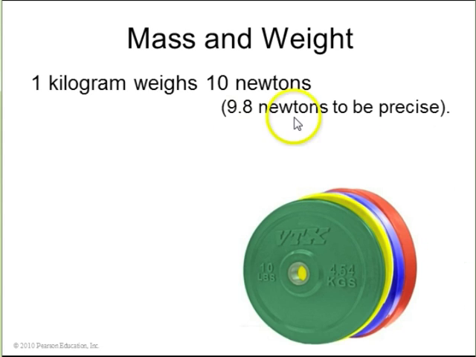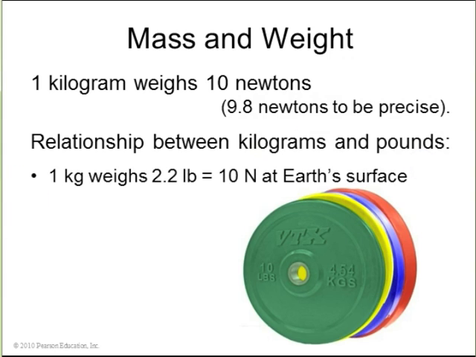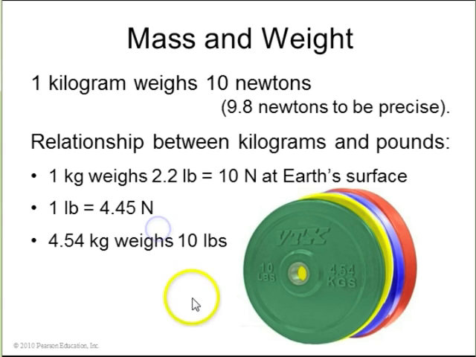Some conversions. 1 kilogram weighs 10 newtons, or 9.8 newtons to be precise, here on Earth. And 1 kilogram weighs 2.2 pounds at Earth's surface. 1 pound is the same thing as 4.45 newtons. Here we have a 10-pound weight, which has a mass of 4.54 kilograms.